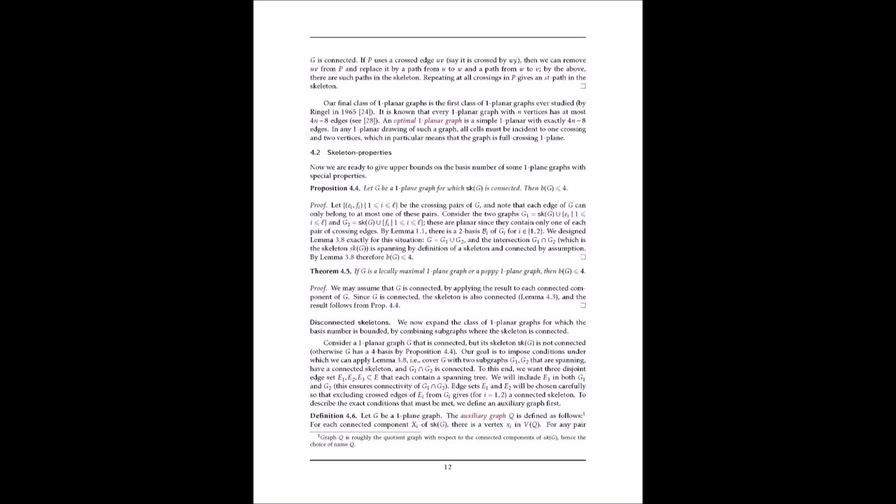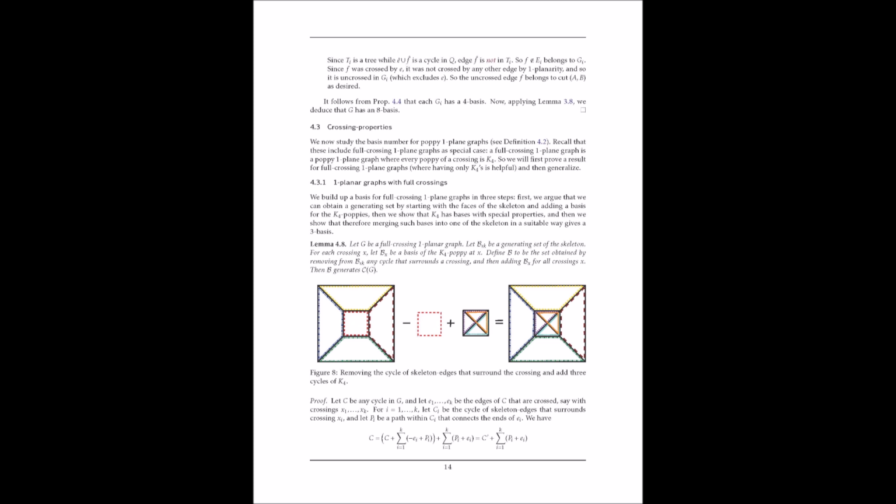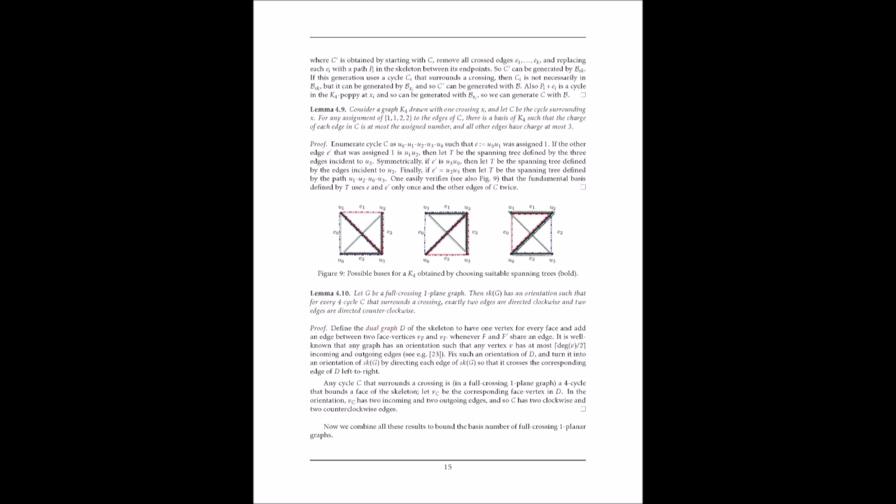Okay. And then a poppy is a special structure in a one planar graph where the union of the 4 skirt walks around a crossing forms a simple cycle. And that cycle only uses edges from the skeleton. And so if all the crossings in a one planar graph form poppies, then we call that a poppy one planar graph.